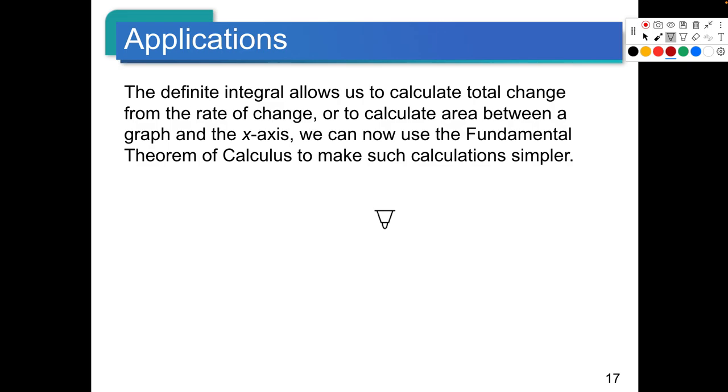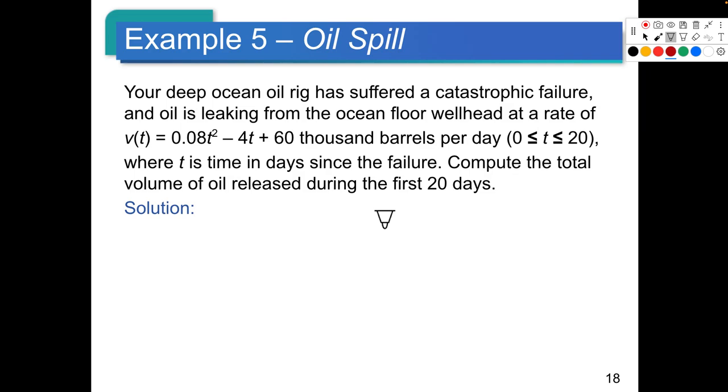We'll look at, and now we're into applications. The only thing with the applications, there's words to it, but what we need to pick out of these words, skip over most of it, we need to find the function, and I'll bet you somewhere it tells us that this is a derivative. One way they tell us is that it's thousands of barrels per day, so that's a rate, right? Your deep ocean oil rig has suffered a catastrophic failure. We've talked about this before. The oil is leaking from the ocean floor wellhead at a rate, so that's telling us the function they're giving us is a derivative, right?